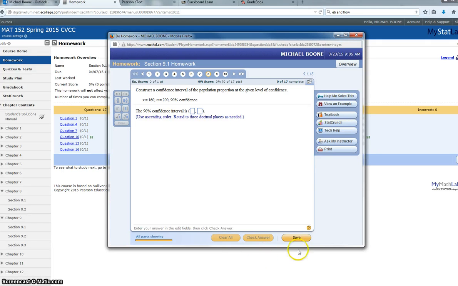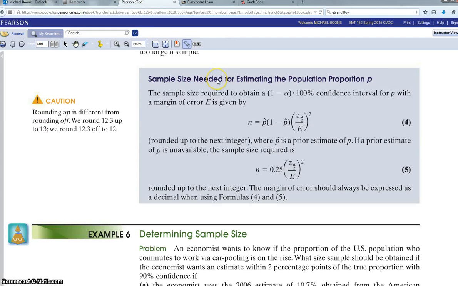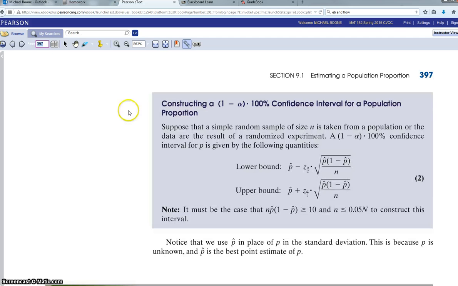All right, so chapter 9 is here, and let us look at how to create confidence intervals. In the book, I'm going to look at the first one. When we talk about confidence intervals, we're trying to guess what our population proportion is. So a good guess for it.